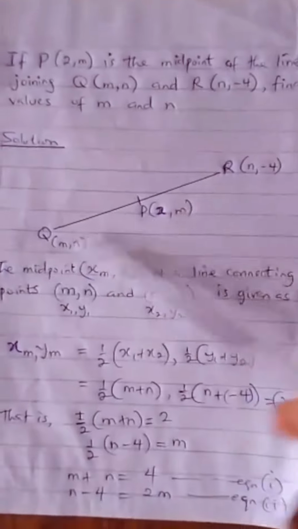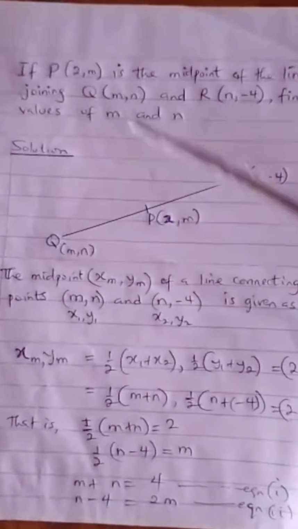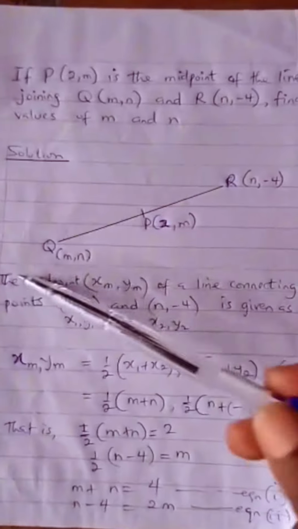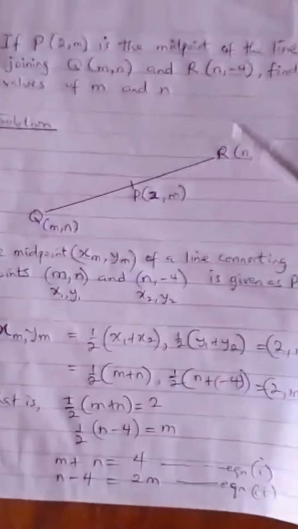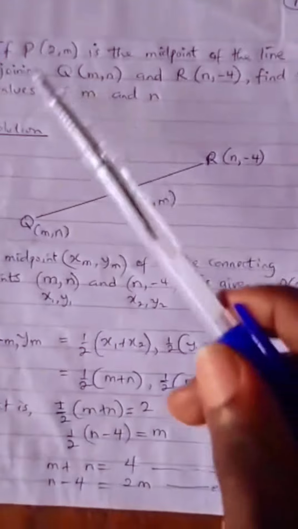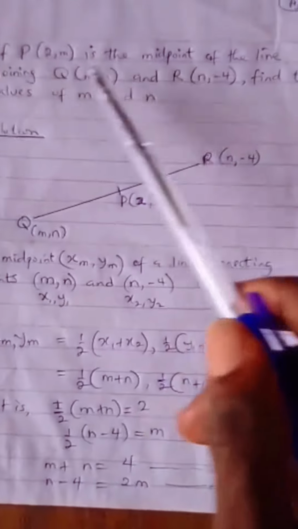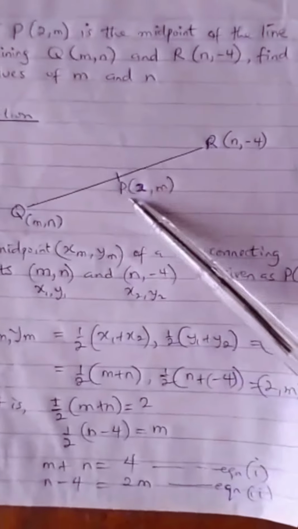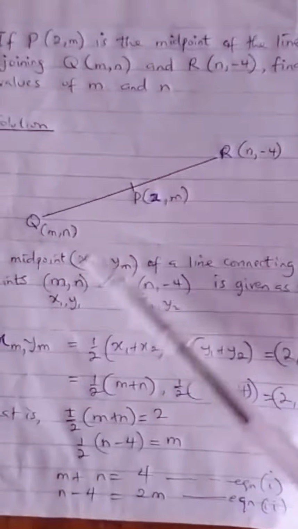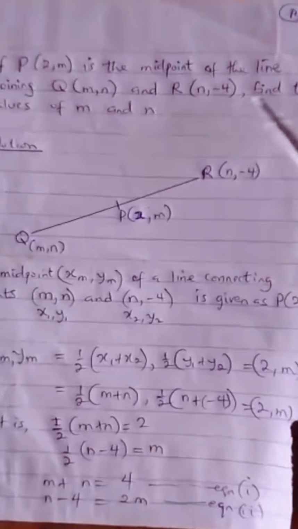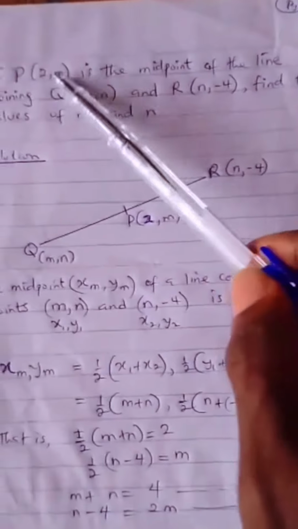Just a rough sketch. I could decide to put it on the Cartesian coordinate graph, but let me just do the rough sketch. So this is our line, the line joining Q and R, and let's take this to be our midpoint. The question is to find the values of m and n. We are given some values for the midpoint.